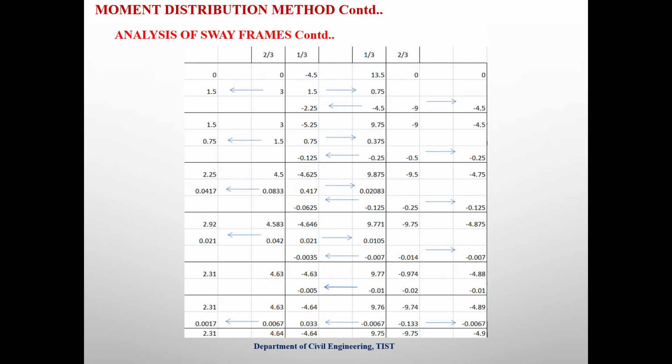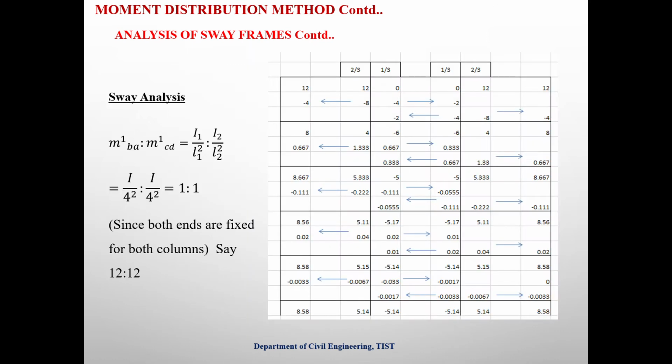Since both the ends A and D are fixed supports and the columns AB and CD have the same length, we can consider the same proportion, that means 1:1 proportion for their fixed end moments, since both the ends are fixed for both the columns. We have to consider the ratio of the fixed end moments for the column AB as well as CD, that will be 1:1 proportion. So here I am assuming 12:12. That means for AB the fixed end moments are 12 and for CD also it is 12. For the beam BC that will be 0.